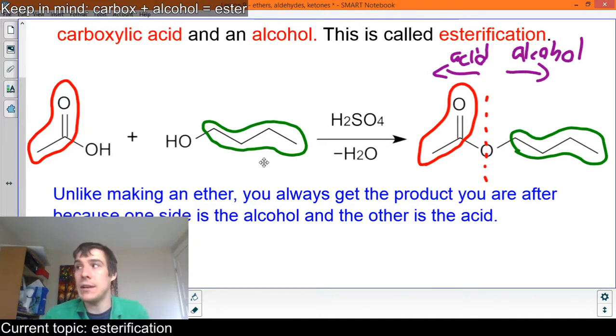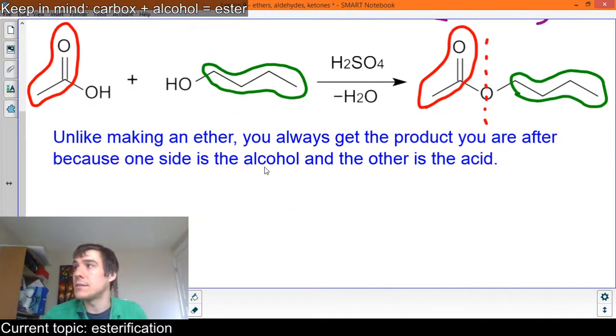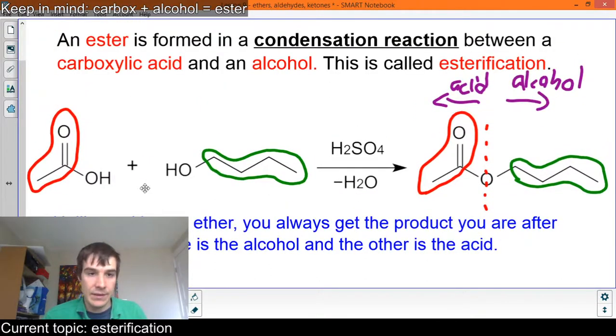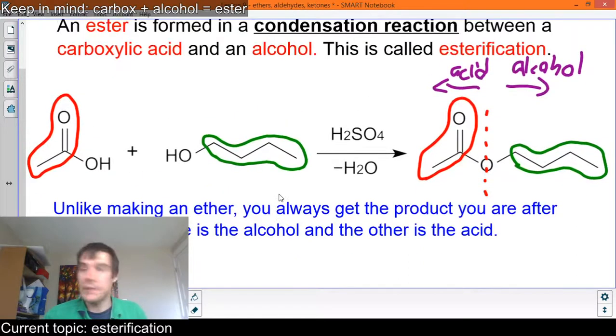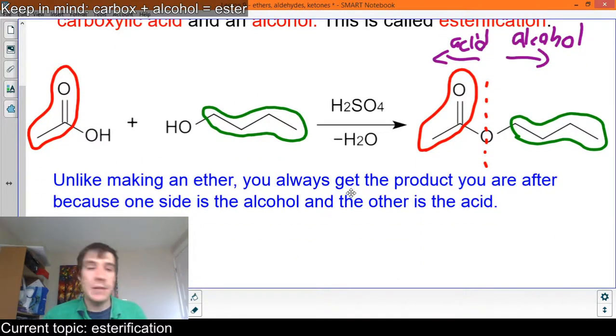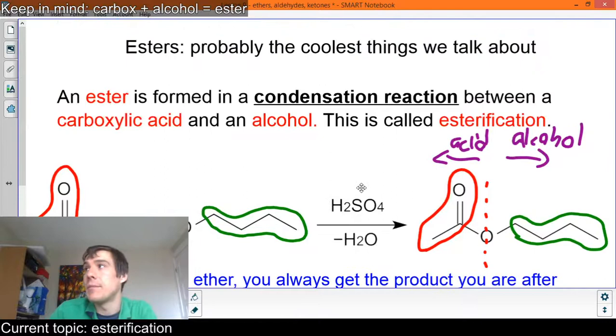Doesn't even have to be very hot. In the lab, we do it at like 60, 70 degrees Celsius. This is a very common reaction to do in an organic lab. So you always get the product you're after, because one side's always the alcohol, the other side's the acid. You might get some side reactions, some condensation between two alcohols, but if you don't let it get too hot, that's not going to happen. Your acid is much more likely to condense with your alcohol, and you make an ester.